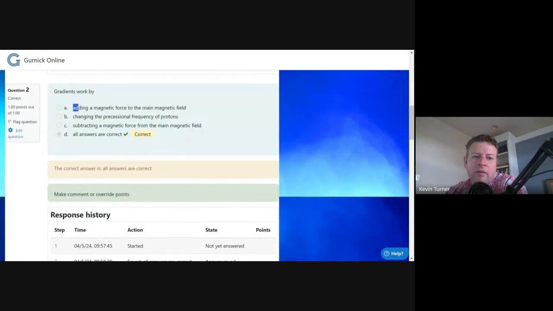Gradient works by adding a magnetic force. Yep. Subtracting magnetic force from the main magnetic field. Yep. And changing the precessional frequency of protons. Absolutely.